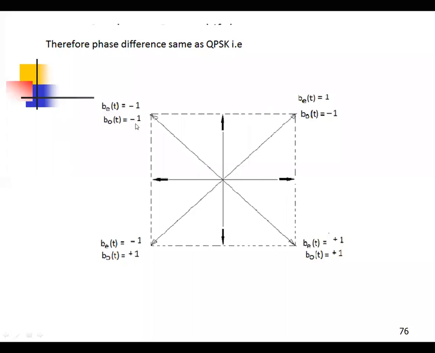+1 -1 -1 -1 -1 +1 +1 +1. Same as now that. So now this is B minus B plus B naught minus B naught. Like the resultant is same as. So this is non-offset QPSK.